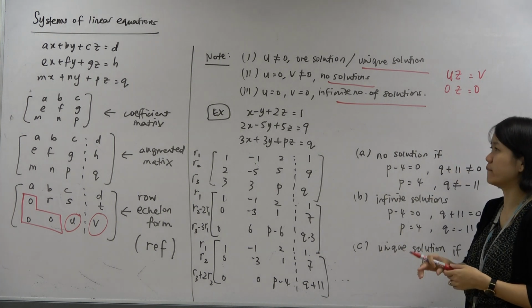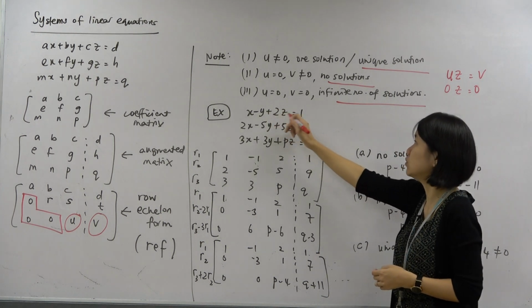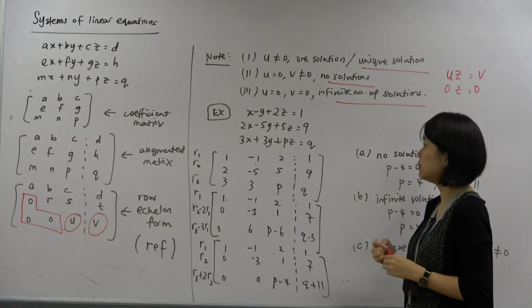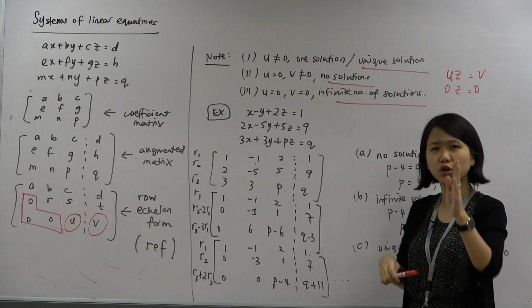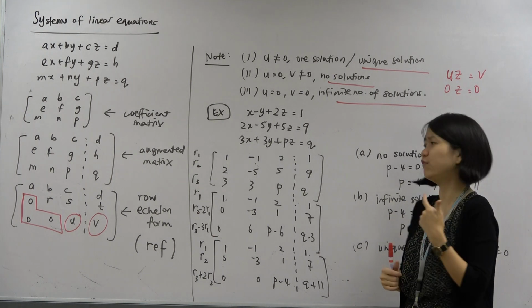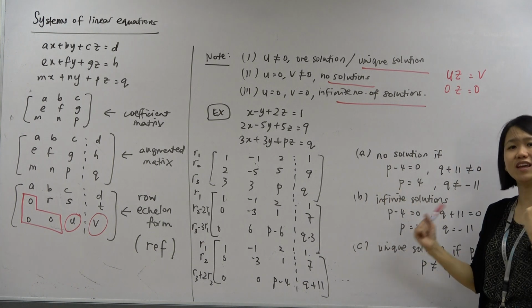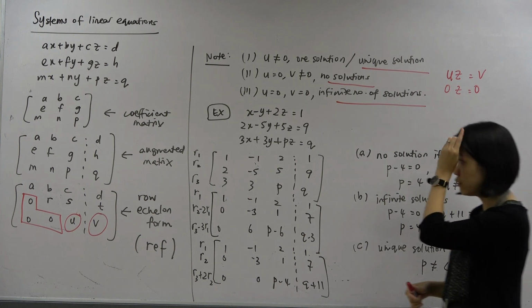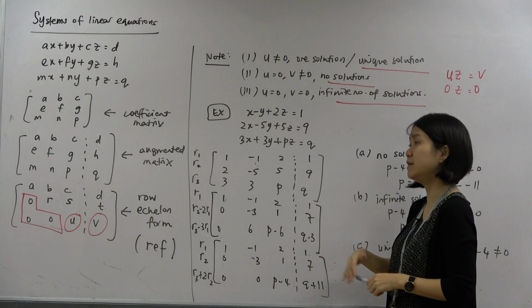So let's look at one example. We have x minus y plus 2z equals 1, 2x minus 5y plus 5z equals 9, and 3x plus 3y plus pz equals q. Your job is to tell me what the values of p and q should be in order to give no solution, an infinite number of solutions, or a unique solution, right? So I'll have to perform Gaussian elimination.